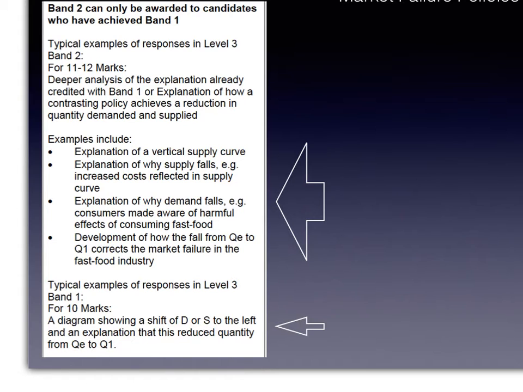And so what you have to do is explain that you may have a vertical supply curve at the point where you want the market to go. You might want to explain that supply falls because of the increased costs of doing the regulation from the firm's point of view. You might say that the regulation means that consumers are now made aware of the harmful effects of this fast food, therefore the demand falls. You might want to say that there's a development then of how that fall from QE to Q1 corrects the market failure. So you've always got to get through to correction of market failure.